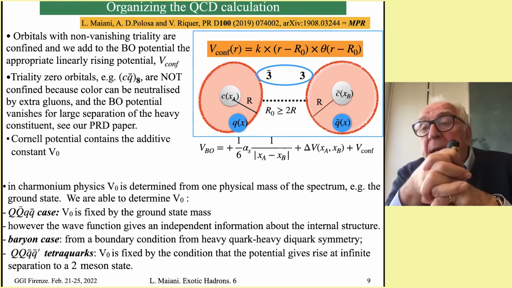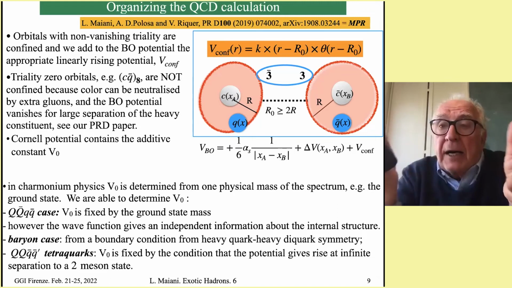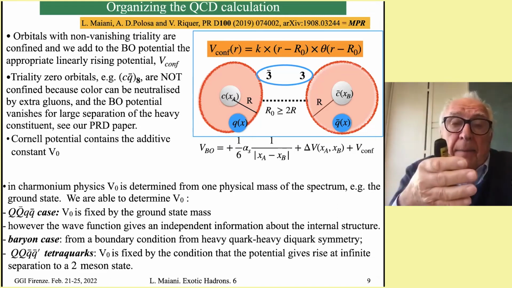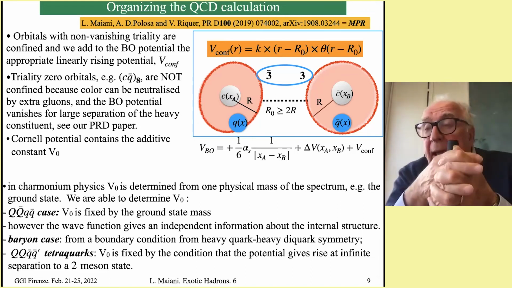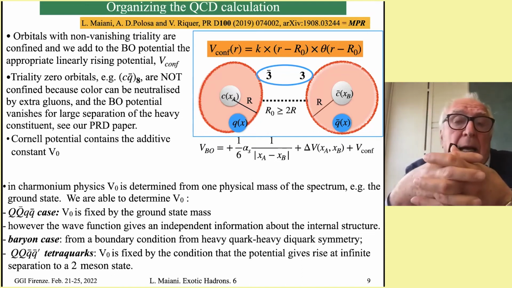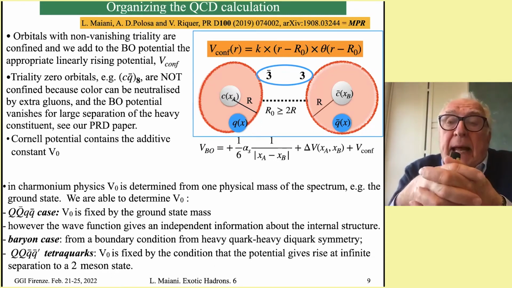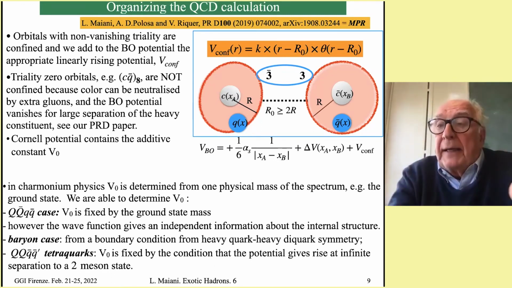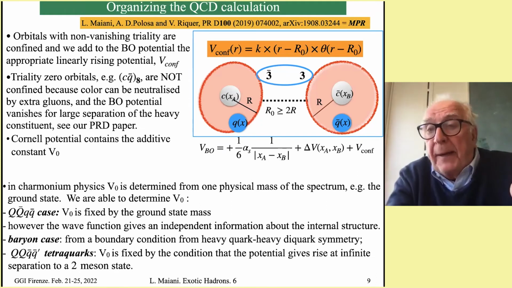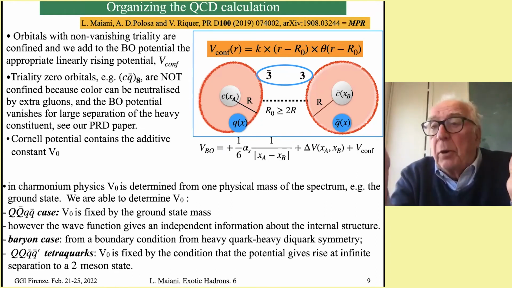In this case, there is a theorem that says that the charge of a representation like that, like the 8, which is said a representation with zero triality, can be screened by gluons. So for states like that, there is no confining potential. And this will happen when I will consider the case of a double heavy tetraquark.